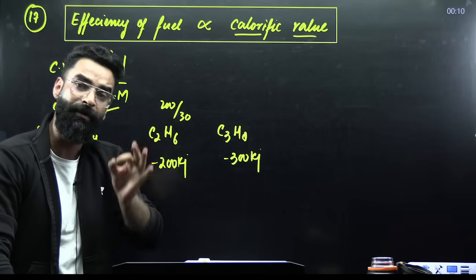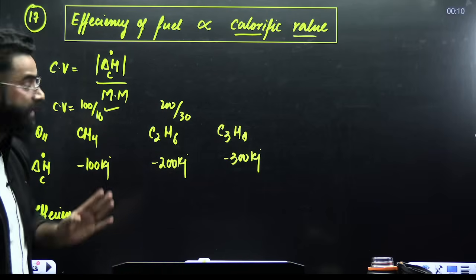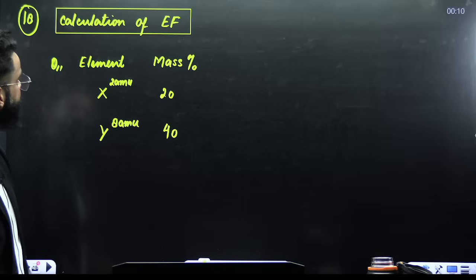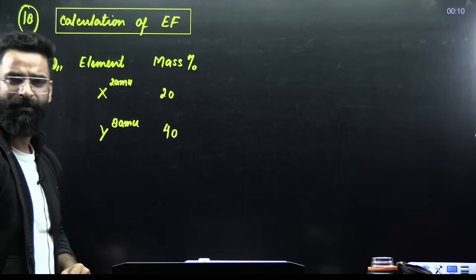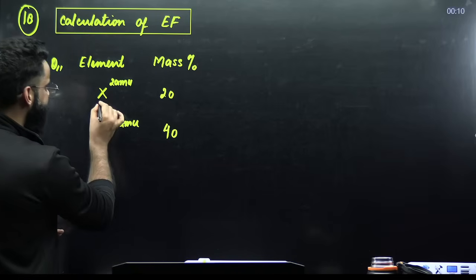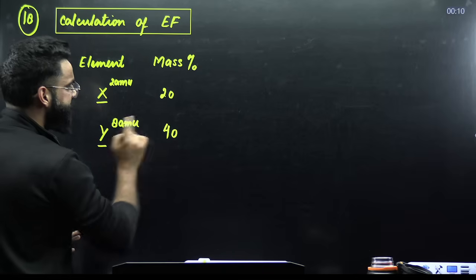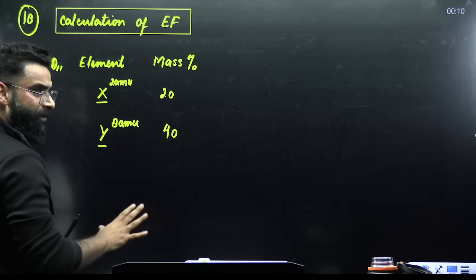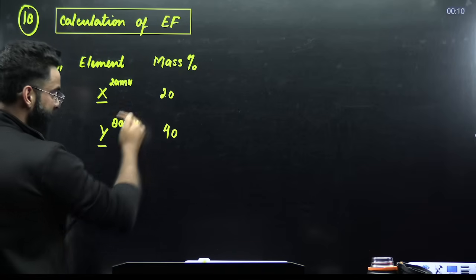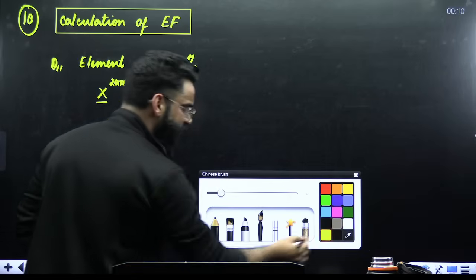So more the CV value, more the calorific value, better is going to be the quality of the fuel. Similarly, calculation of empirical formula. They'll give you certain elements X and Y. Their mass percentage will be given. There is a compound. In the compound, there are 2 elements, X and Y. Their mass percentage is given. And they'll ask you to calculate empirical formula.